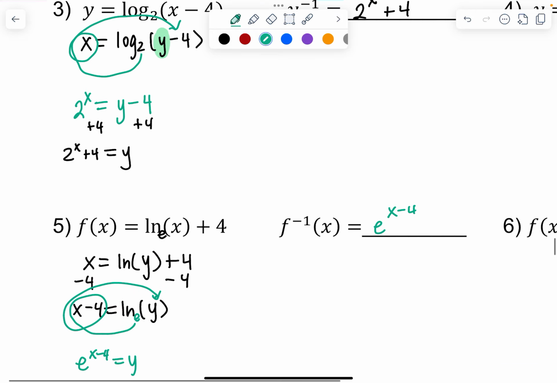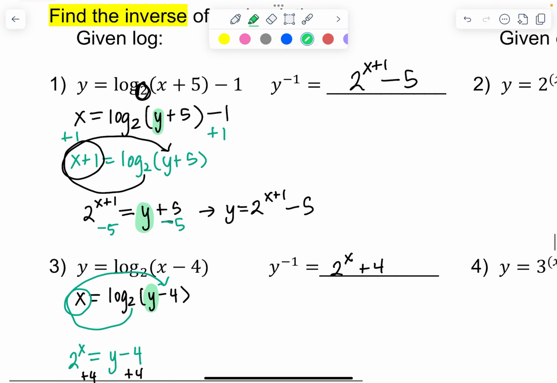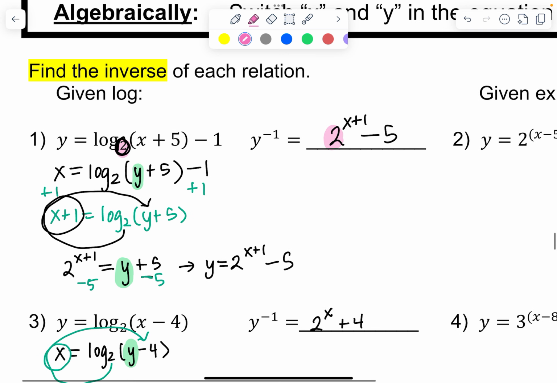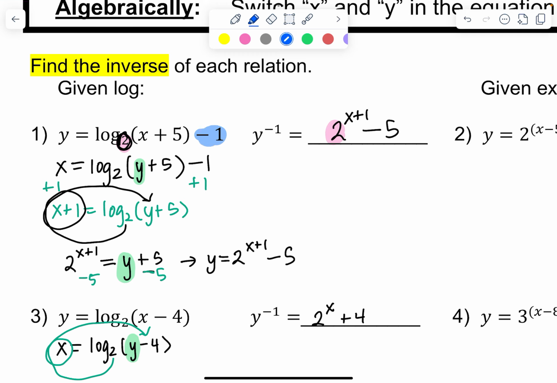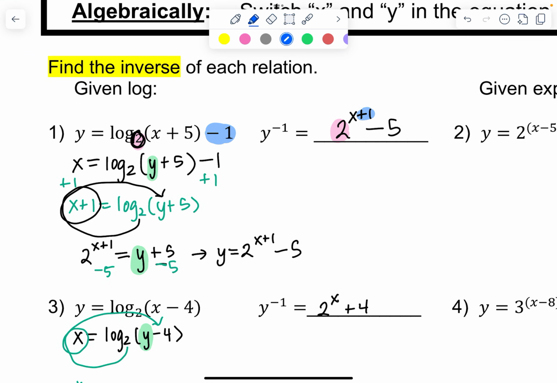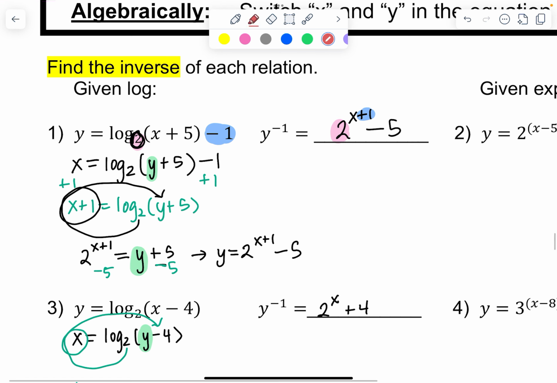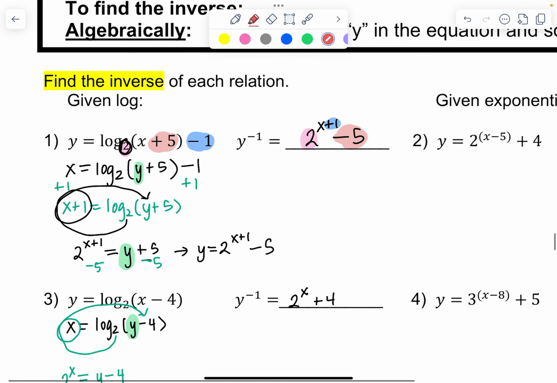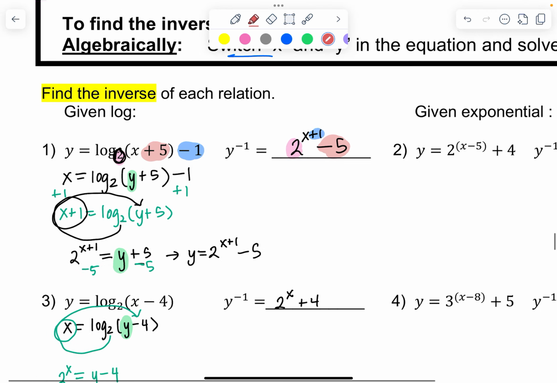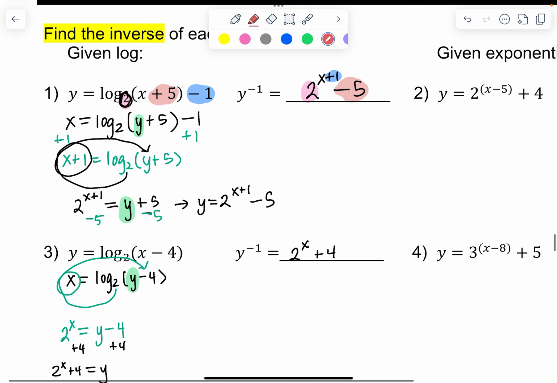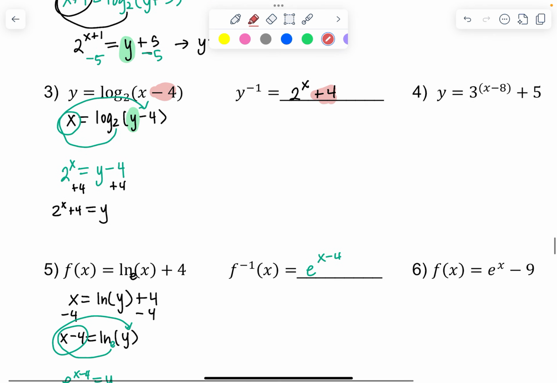So a pattern you might notice, and a good way to check your work, is that your inverses will always have the same base. One will be log, one will be exponential. And then if you have a minus 1 outside the log, you're going to have a plus 1 inside the exponential. If you have a plus 5 inside your log, you're going to end up with a minus 5 outside. So they switch signs and switch places as you rewrite the equation. And so here we had a minus 4 inside, so it makes sense that we had a plus 4 outside. Here we had a plus 4 outside, ended up with a minus 4 inside.